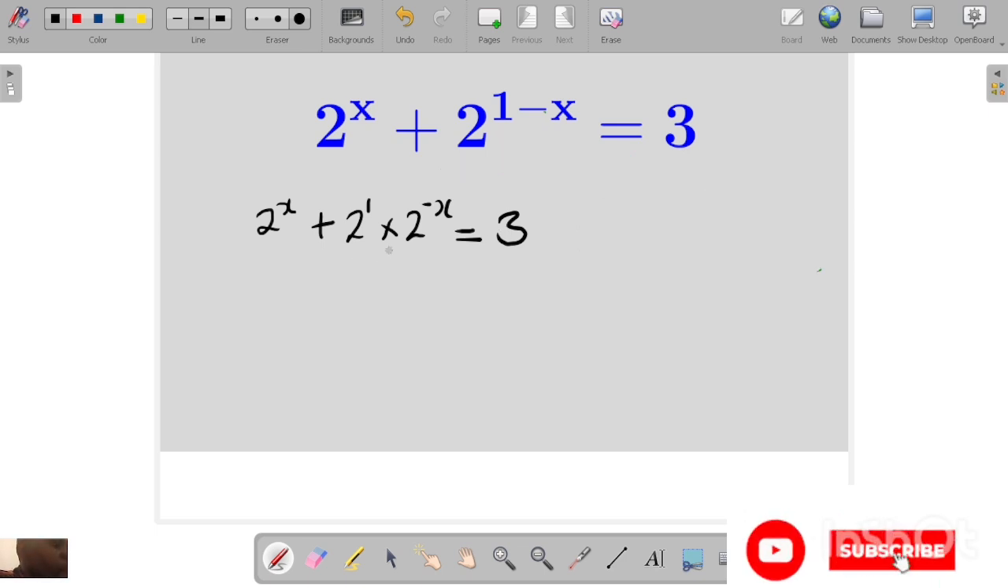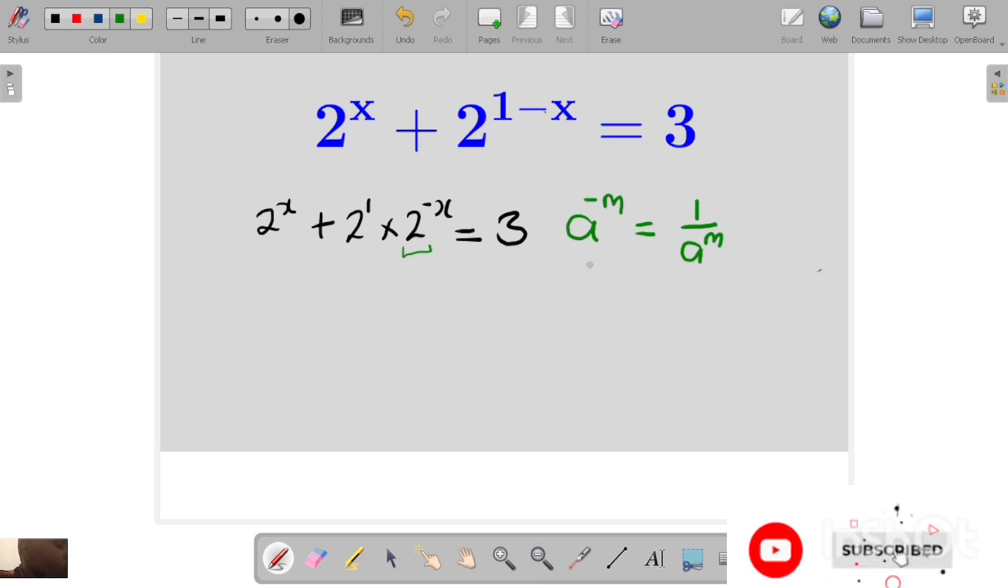At this stage, again, by the laws of indices, we'll continue attacking this question from here. If you have the base a that has been raised to the power negative m, then this will be equal to 1 over a to the m. In our case, we've been given the base 2, which has been raised to the power negative x, so 2 to the negative x is going to be equal to 1 over 2 to the x.